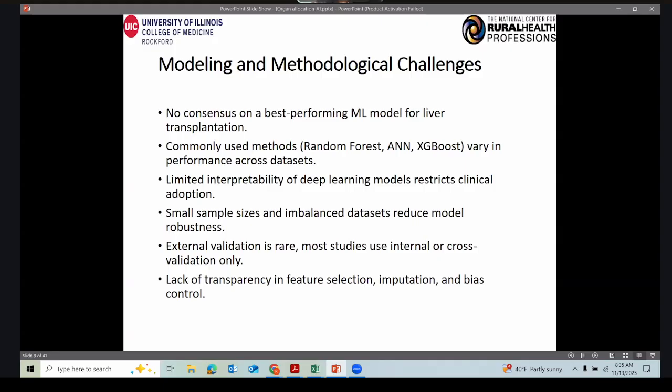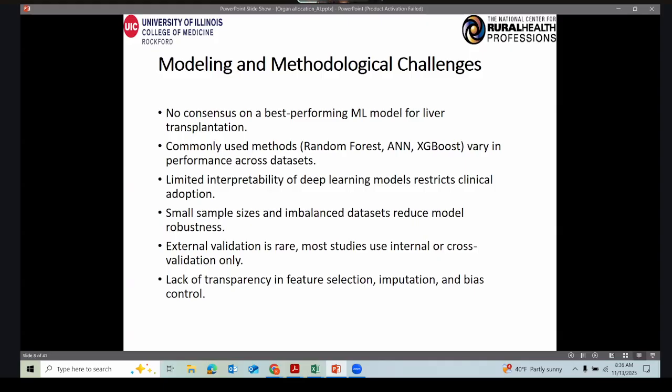Then also, external validation is another weak spot in this area. Many studies only performed internal validation or cross validation using the same data sets they trained on, but this makes the model look better on paper but does not test how well they perform on completely independent data sets from different hospitals or different populations. Without external validation, it's hard to know if the model is truly generalizable.